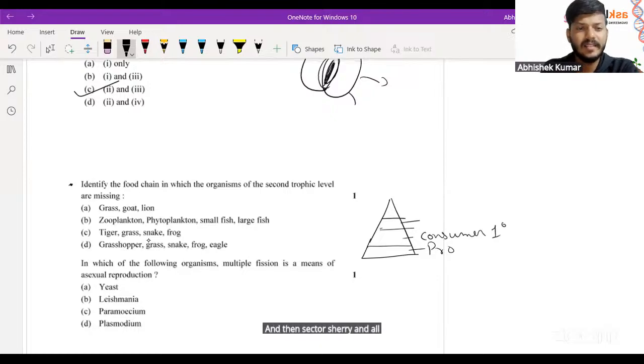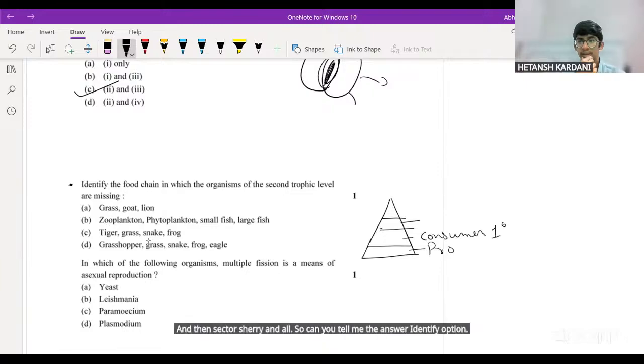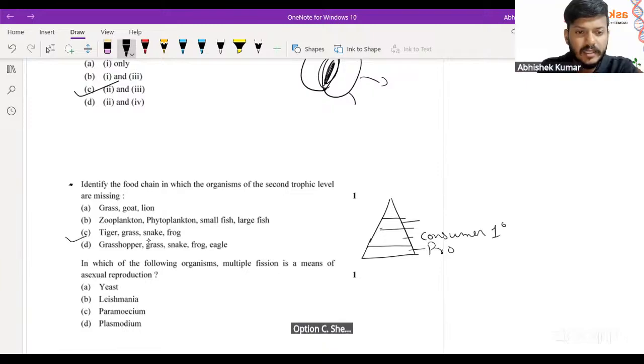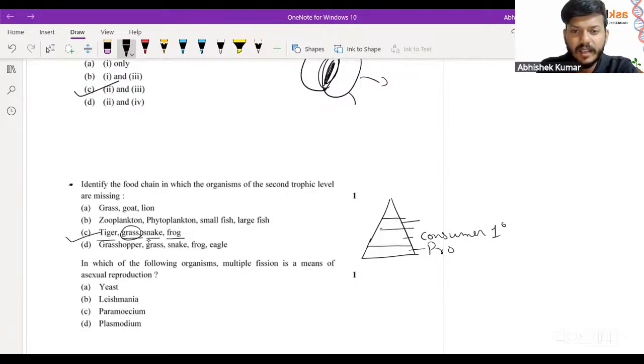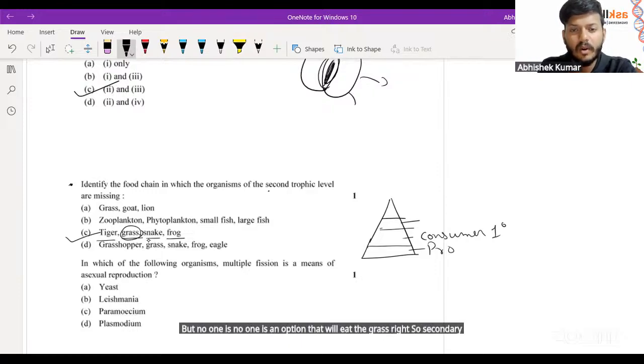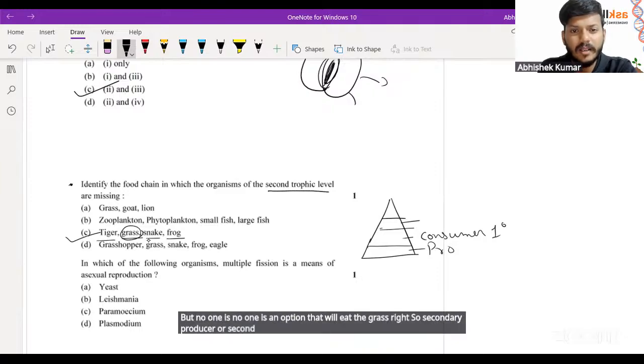So can you tell me the answer? Option C. Tiger, grass, snake, and frog. Grass is a producer, but there is no organism that will eat the grass, right? So the second trophic level organism is absent. That's why option C is the correct answer.